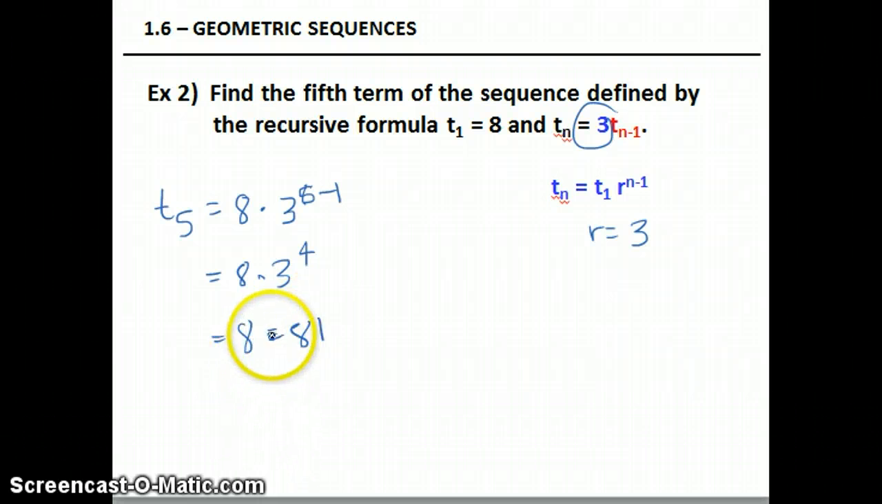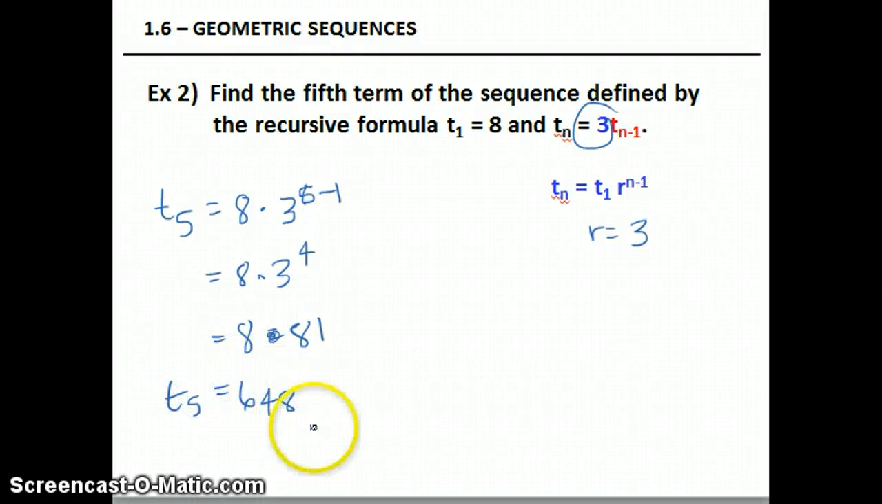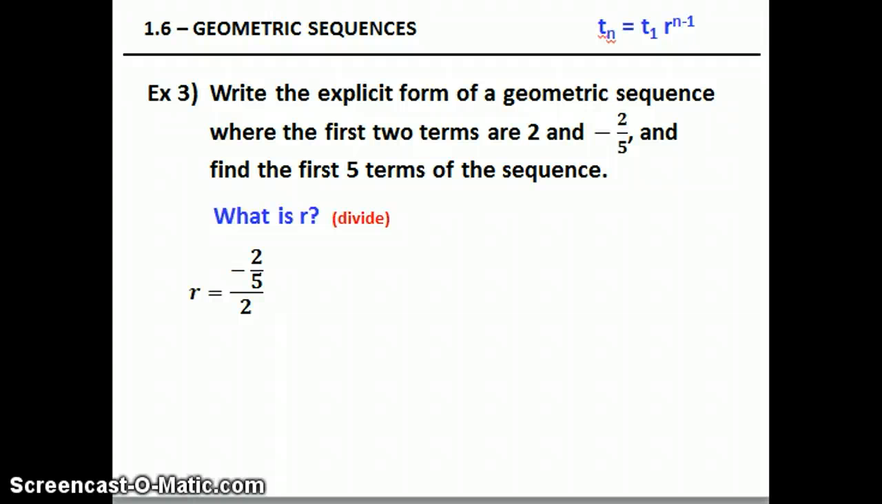8 times 81. Oh my goodness. I do not know what 8 times 81 is. Let me quickly find it here. 8 times 81 is 648. So T sub 5 equals 648. There we go. Let's try another one.